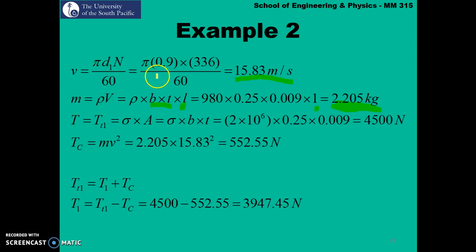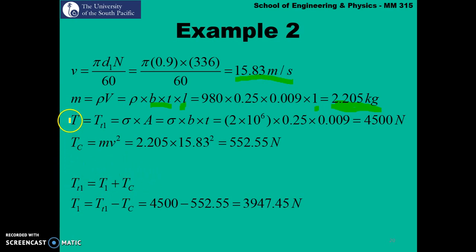So once more, this question is not complicated. The first thing is to calculate your linear velocity. Mass is simply given as rho times volume, so density times your volume, which is cross-sectional area times the length. Length we assume to be 1 meter per unit length of the belt. So we get 2.205 kg. Our maximum tension is the total tension on the tight side, so sigma A, we get a value of 4500. Centrifugal tension we can calculate using this formula, so we get 552.55.